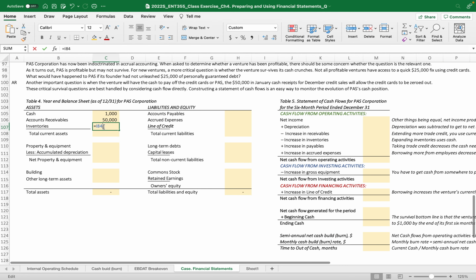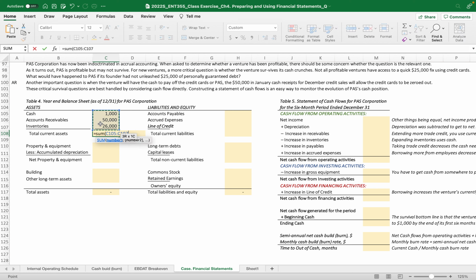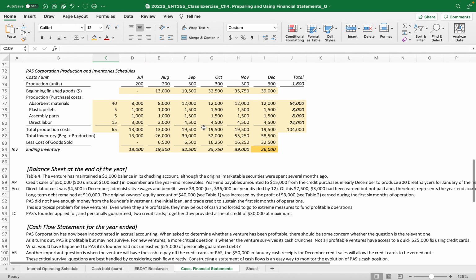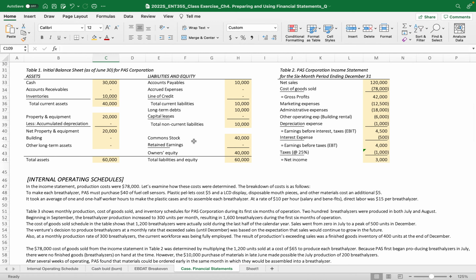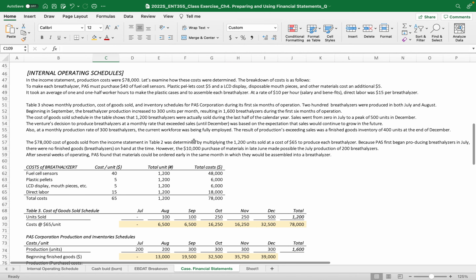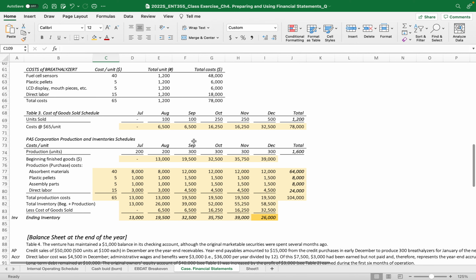So we simply link this. And then the sum of total current asset is 77,000. Again, the internal operating schedules are really important because that is actual evidence that the company has been planning how many goods or how much services will be provided in the near future, like 3 months or 6 months, or at least the year, every month.